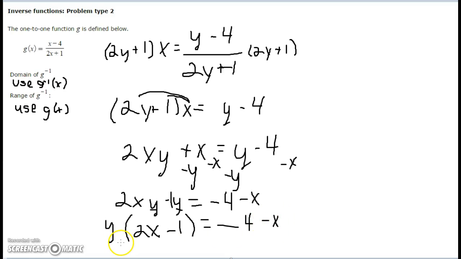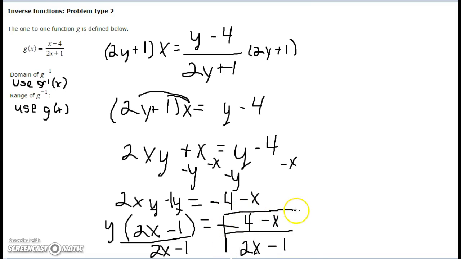So now to get y by itself, I'm going to divide by 2x minus 1 on both sides. So I'll have negative 4 minus x over 2x minus 1. And that's it. I'm done with step 1. So that would be my very first answer: negative 4 minus x over 2x minus 1.